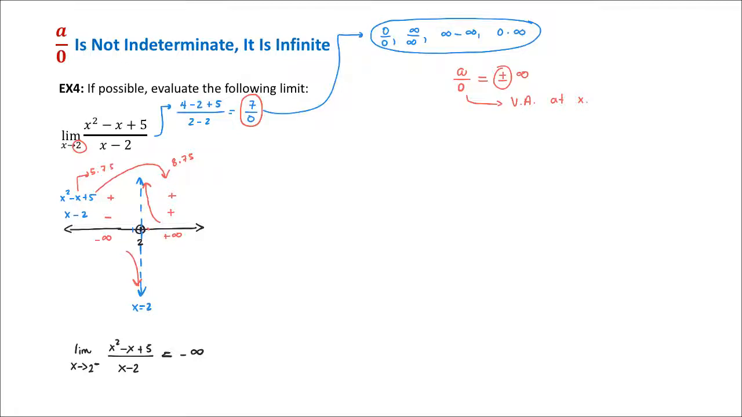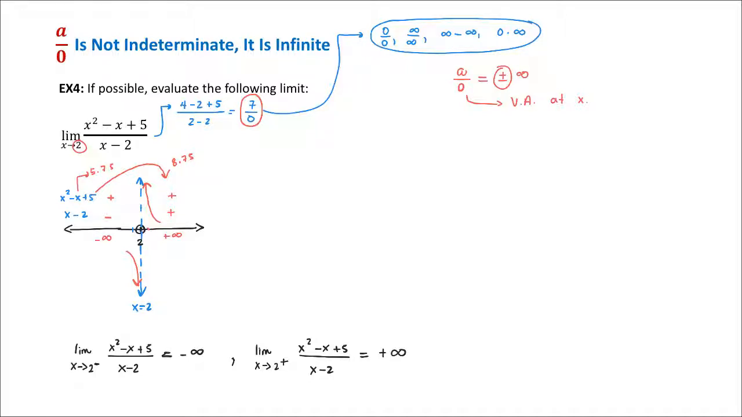That means that the right-hand limit, the limit as x approaches 2 from the right of x squared minus x plus 5 over x minus 2, is equal to positive infinity. And these are going to be your conclusions. Negative infinity for the left-hand limit, positive infinity for the right-hand limit. And I'm going to have to keep them separate because the one-sided limits have different signs for infinity.